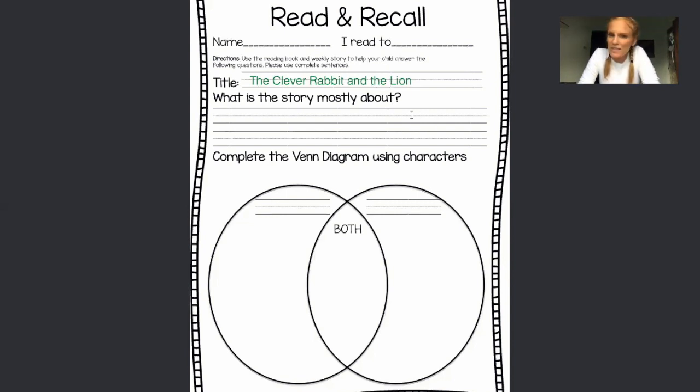But should we just write the title here again? No, we should not. We have to write a sentence about what the story is about. So for this part of the worksheet, I want you to do this by yourself, okay? What is the story mostly about? What does the clever rabbit do to the lion? What happens to the lion? Think about that, the most important part of the story, and give me just one sentence about it.